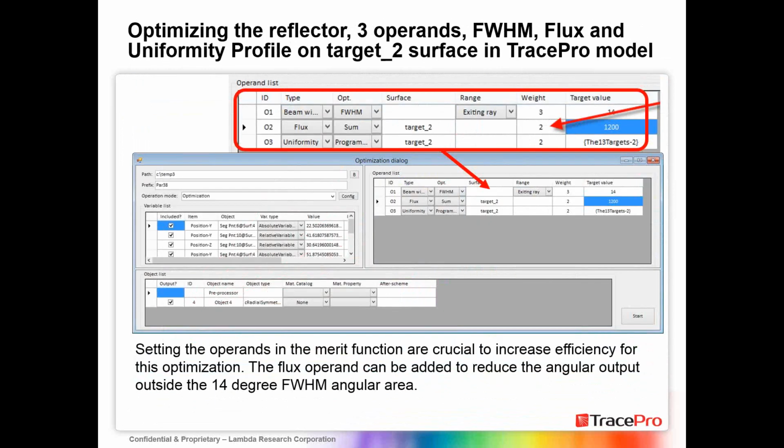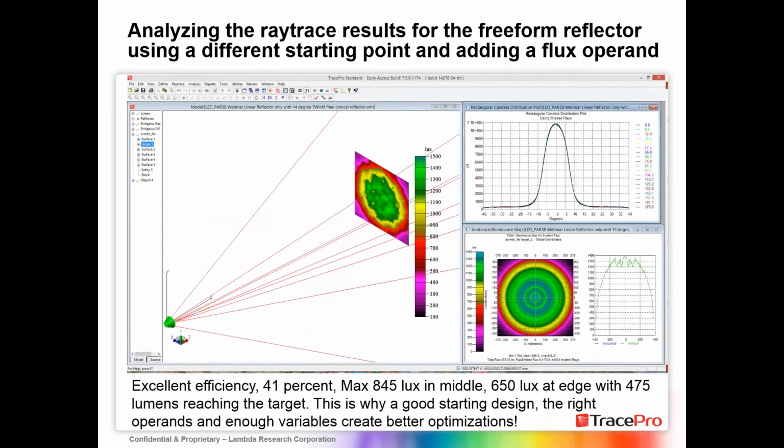And sure enough, I'm going to change something here. I'm going to optimize, and I'm going to add a flux target. I want to see if I can get the maximum amount of flux here. So I'm going to add that as I go through this portion of it. And sure enough, when I do the optimization here, I get excellent efficiency, 41%, maximum of 845 lux in the middle, 650 lux at the edges, with 475 lumens reaching the target. This is very close to my ideal solution.